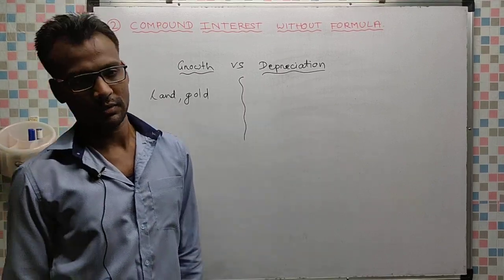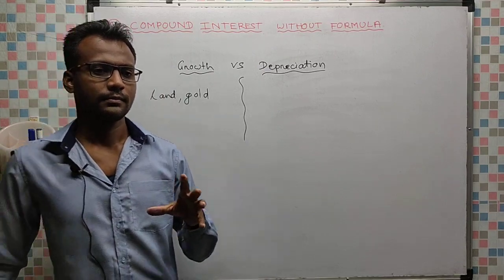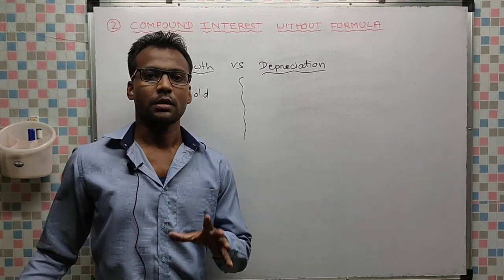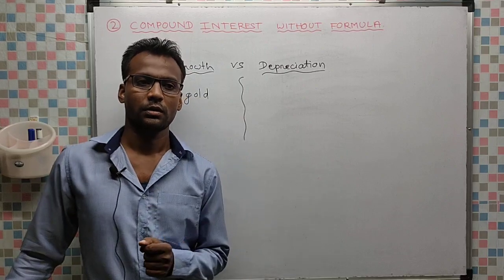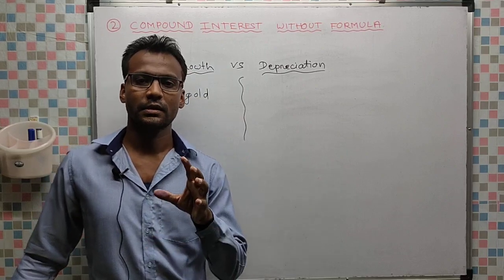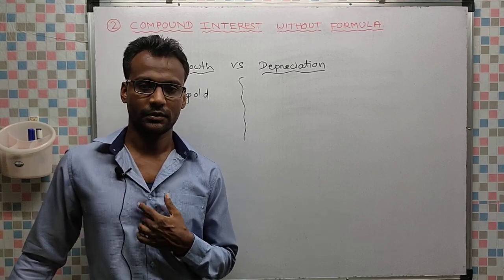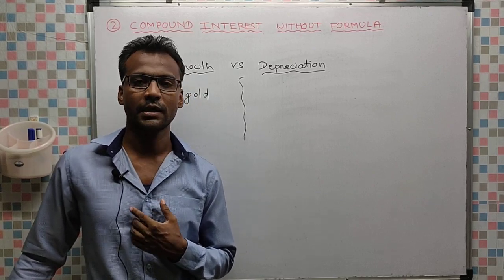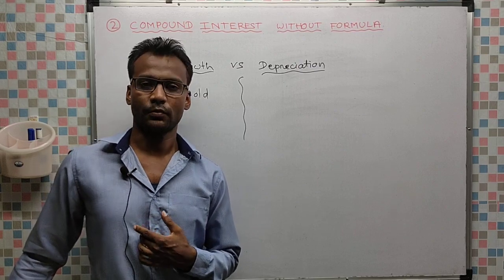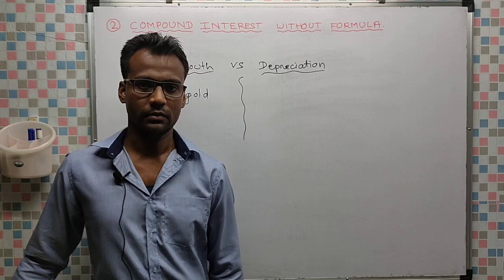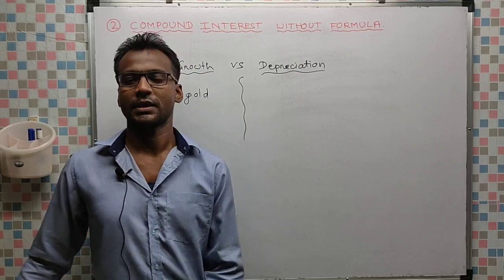Next is depreciation. Suppose I had bought a mobile phone 2 years ago by paying rupees 10,000. If I sell it, no one will give me 10,000 rupees. Hardly I will get 5,000 or 6,000 or maybe 4,000. This is the example of depreciation.